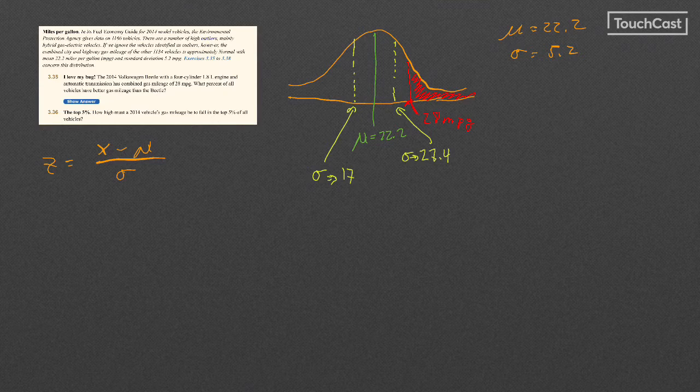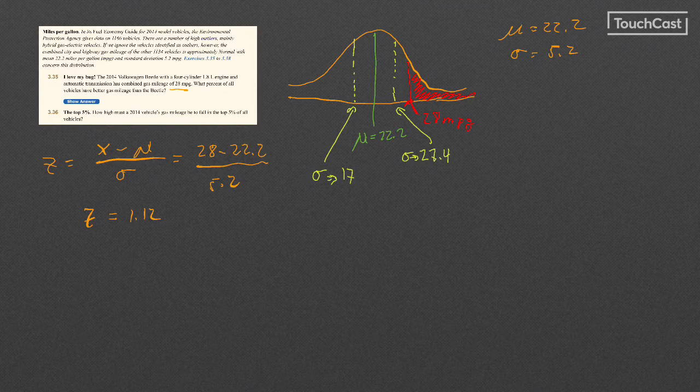In this example, this would be the 28, which is what we're targeting here. The 28 is the gas mileage that we're targeting. 28 minus 22.2, which is mu, over 5.2, which is sigma. And if we do the math on this, I'm just going to go to the side here and do the math quickly. 28 minus 22.2 is 5.8, divided by 5.2 is 1.12 roughly. So the z-score is equal to 1.12 approximately. I rounded; it's actually 1.11538462, but this is the rounded value.